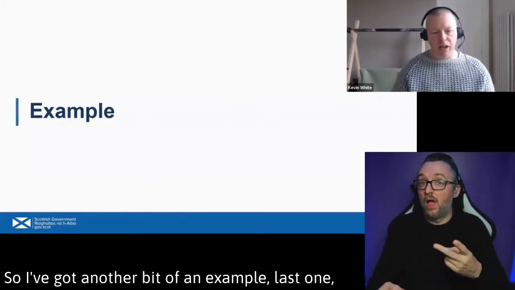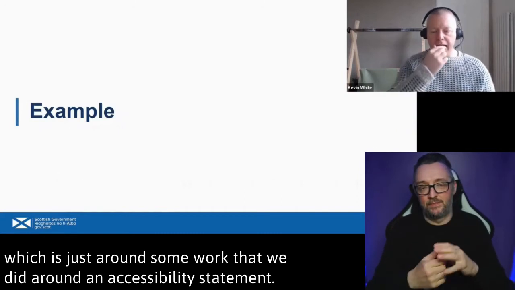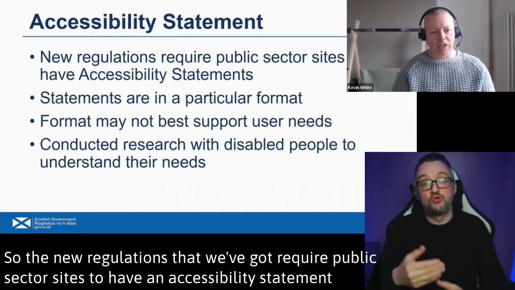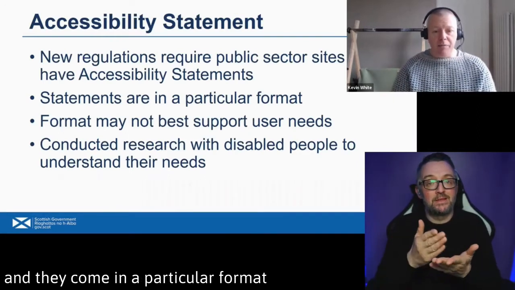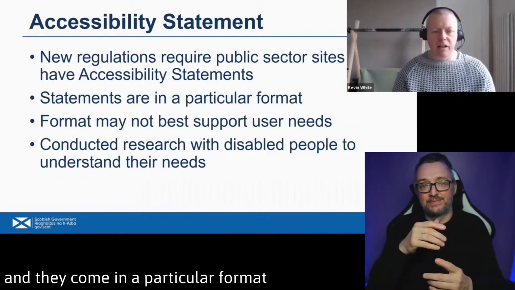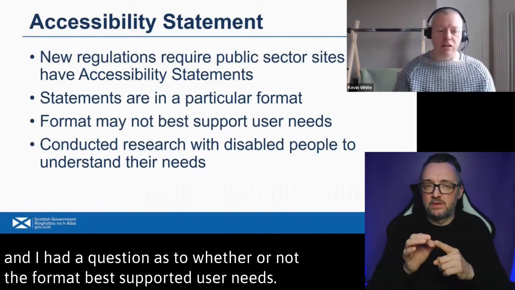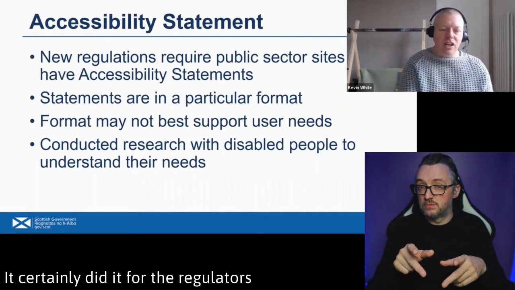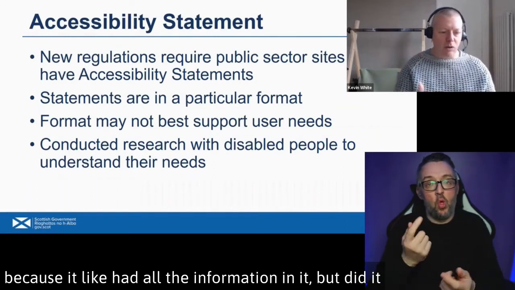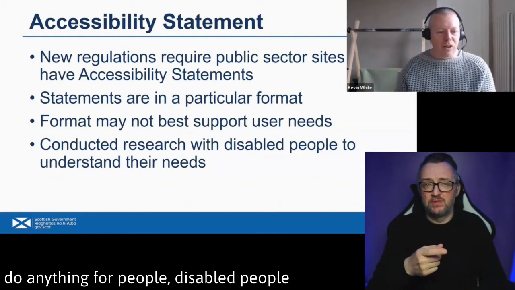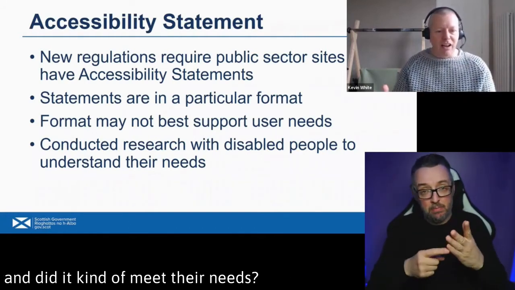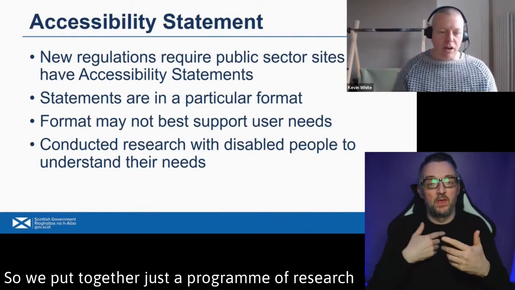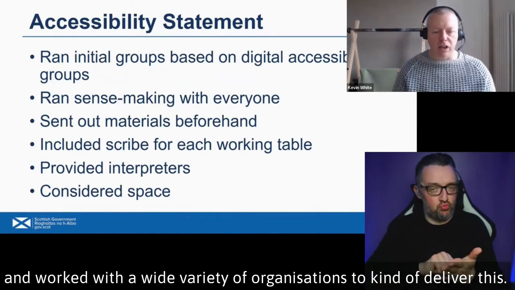So I've got another example, the last one, which is around some work that we did on an accessibility statement. The new regulations require public sector sites to have an accessibility statement. They come in a particular format, and I had a question as to whether the format best supported user needs. Was it doing what it needed to do? It certainly did it for the regulators because it had all the information in it, but did it do anything for disabled people, and did it meet their needs? So we put together a program of research and worked with a wide variety of organizations to deliver this.